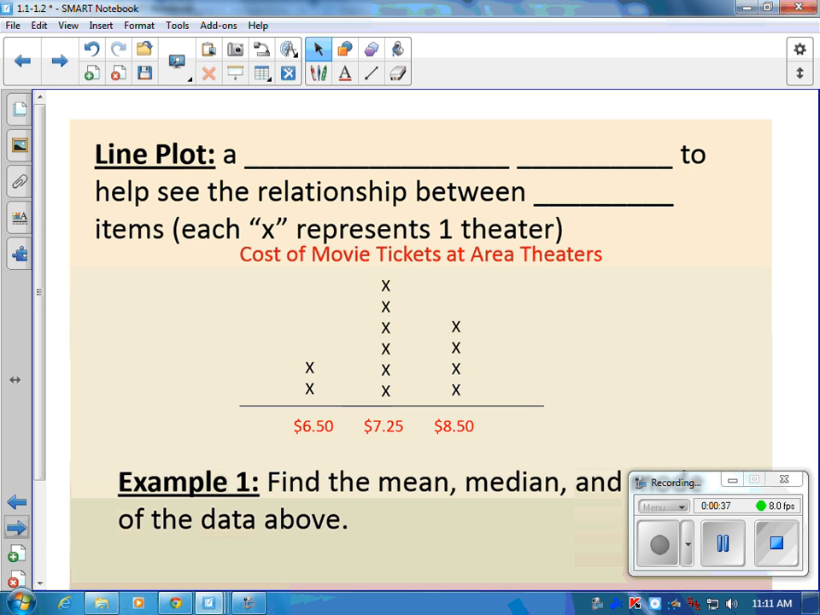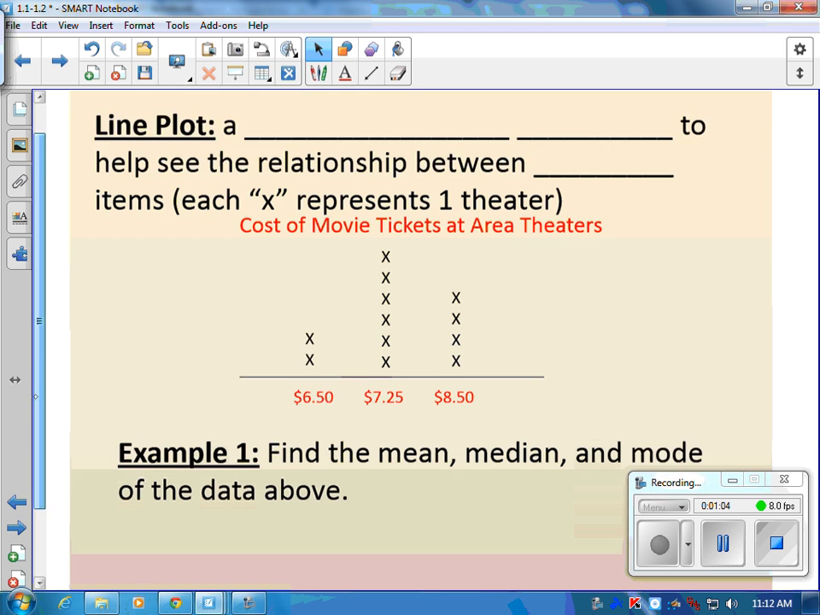We can see one here. We've got X's. Each of those X's is going to represent one movie theater. The whole thing is showing us how many theaters sell tickets for a certain amount of money. So 2 area theaters sell their movie tickets for $6.50. 6 theaters sell their tickets for $7.25. And 4 theaters sell their tickets for $8.50. That's what this graph means.